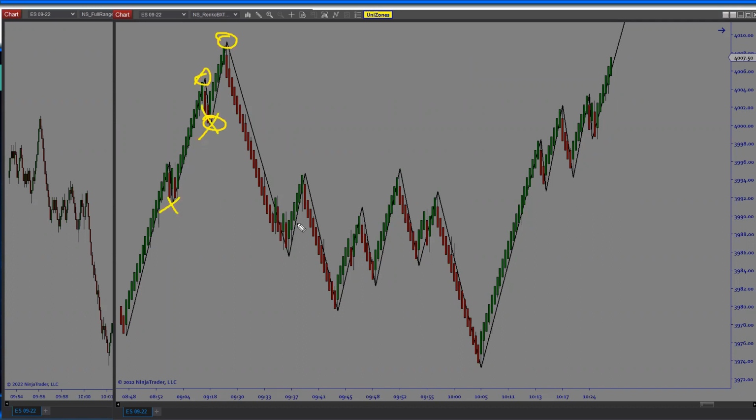We'll just put an X on these because we know that's the pivot. We have a lower low. This is a structure breaking pivot. We have a lower low. This is a structure breaking pivot.